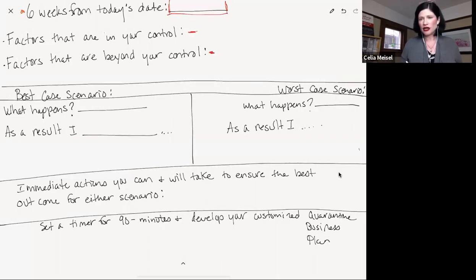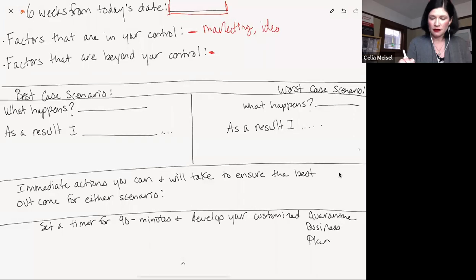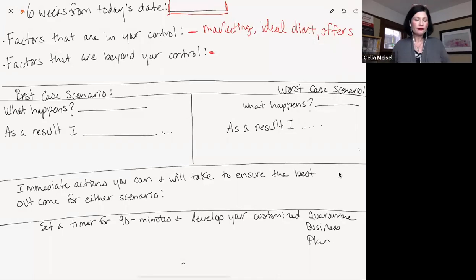So factors that are in your control: you can market your business, who your ideal client is, your offers. Other factors that are in your control: your website, things in your business that you own, your email list, your contact management, your space at home. Specifically with business, just what are those things that you are in control of that you can take action on? And then also the factors that are beyond your control. So what are those factors?